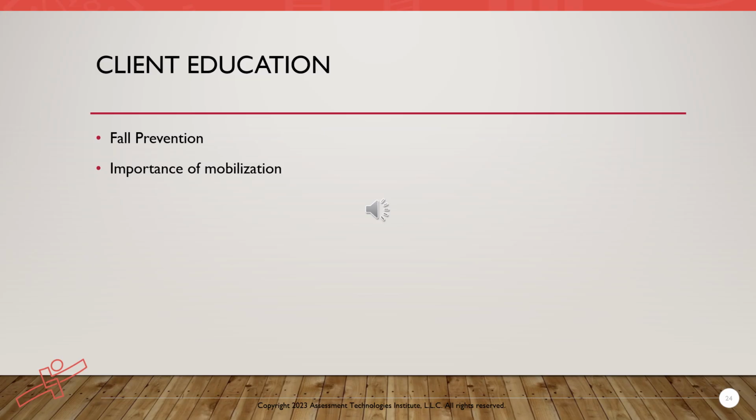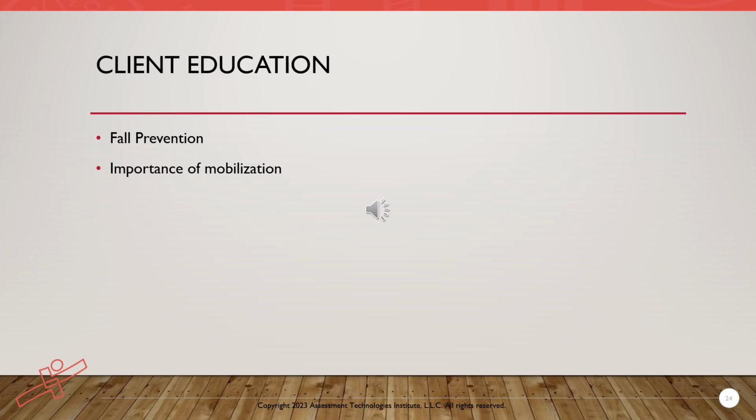Falls are a major risk for hospitalized, elderly, and mobility impaired clients. Prevention protects patient safety and helps avoid long recovery times or new injuries. Keep the bed in the lowest position with the brakes on. Ensure call bell and essentials are within reach. Maintain clear pathways. Use adequate lighting, especially at night.